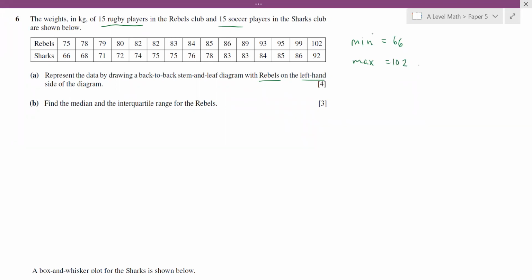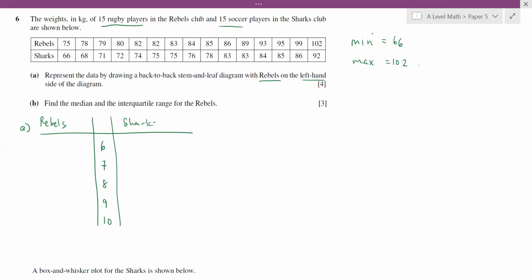So when we are drawing a stem and leaf display, then we can use 6 through 10 for the stem. For part A here, the stem that we have is 6, 7, 8, 9, and 10. And we are to have the Rebels on the left side and the Sharks on the right. So let's start with the Rebels.